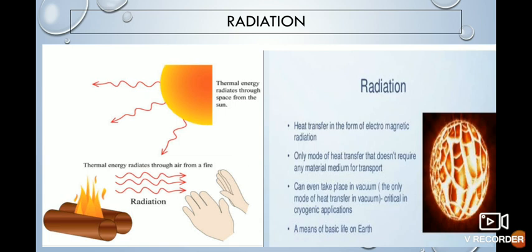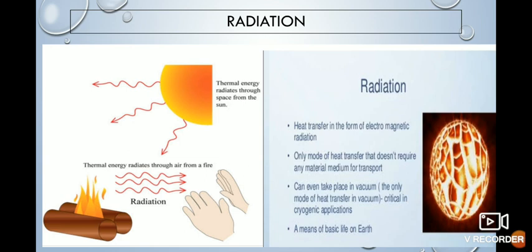Let us move on to the third mode of heat transfer. We call this radiation. Have you ever been to a campfire? Especially in the winter months on the 31st December, or if you have been to a hill station during the winter months, you put on a nice cozy warm fire and you sit around it. Even though you're not touching the fire, you can feel the warmth of the fire, isn't it?